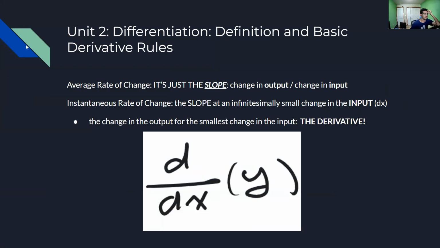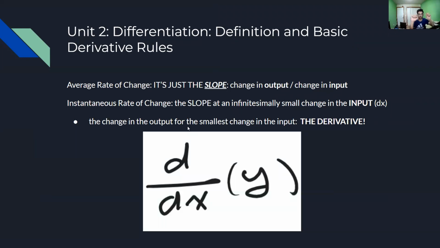So here is differentiation. Now, before talking about what the derivative actually is, we should clarify what the average rate of change is. And average rate of change is just the slope. It's literally just the slope. It's the change in output divided by the change in input, which is the change in y over the change in x, right? So now average rate of change is between 2 points, right?